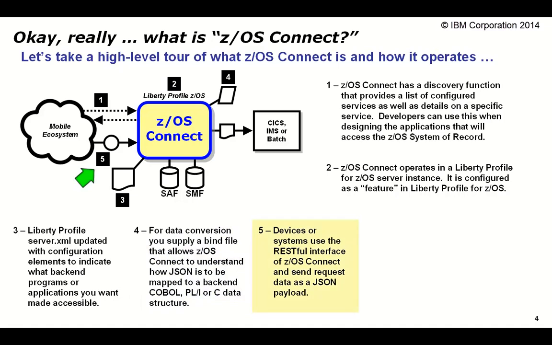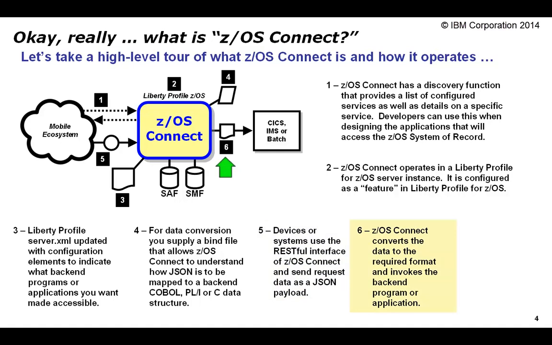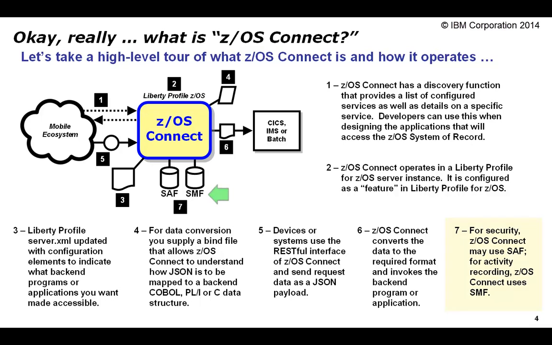The remote devices or systems send JSON data to the RESTful interface of zOS Connect. zOS Connect maps the RESTful URI to the configured service and performs data conversion if needed. Finally, for security checking, SAF is used, and for activity recording, SMF is used.